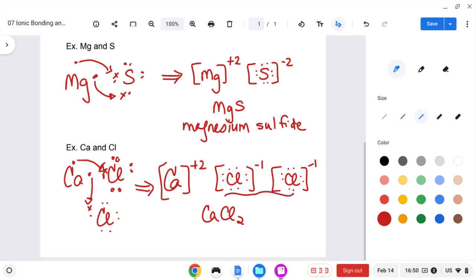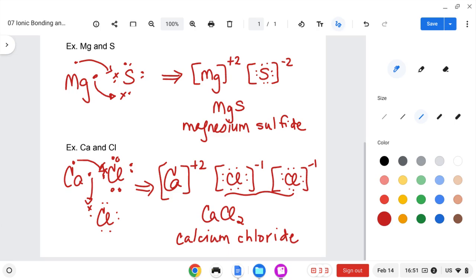And when I go to name this, I still name it as I did all the ones above. So it's calcium, right? Full name of the metal. And then chloride, where we change the suffix of the nonmetal to IDE. I know there's a 2 there after chlorine. It doesn't matter in the name. For ionic compounds, that does not matter.